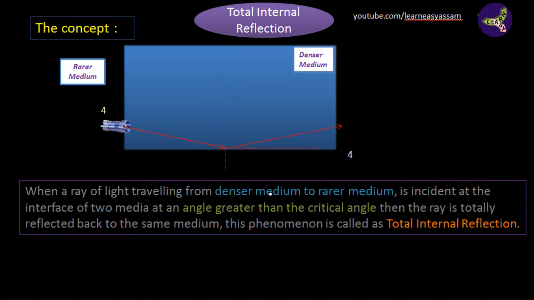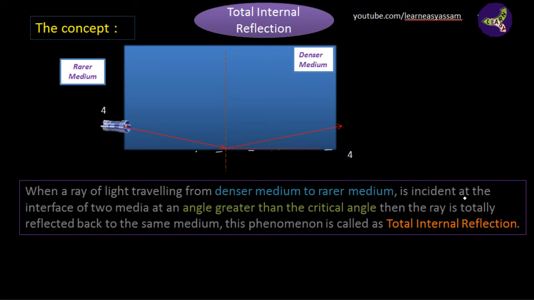It is important that light must travel from denser medium to rarer medium, and is incident at the interface of 2 media. So this is the interface of 2 media. This part is called interface of 2 media. This blue color is the denser medium and the outside black area is the rarer medium.